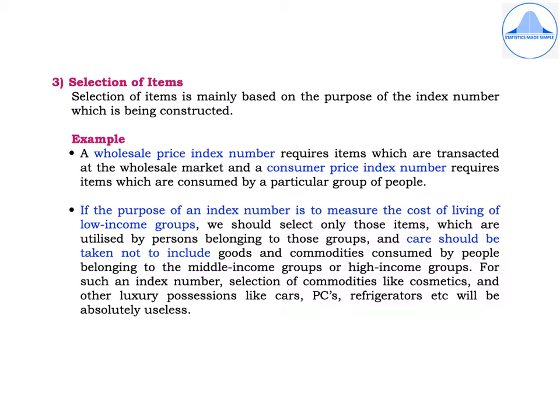Now, if the purpose of an index number is to measure the cost of living of people belonging to low income groups, select only those items which are utilized by persons belonging to those groups, and care should be taken not to include goods and commodities consumed by people belonging to the middle income groups or the high income groups. For such an index number, selection of commodities like cosmetics and other luxurious possessions like cars, PCs, refrigerators, etc., will be absolutely useless.